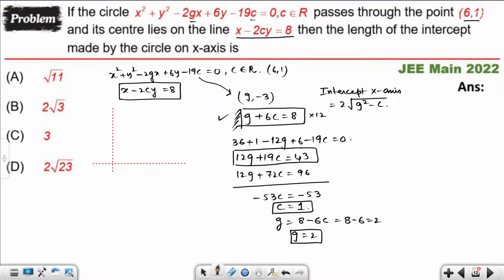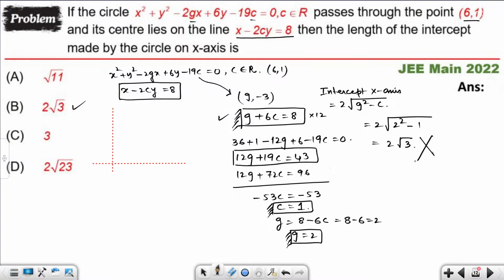Now see, maximum students will do this mistake. Maximum students. That is why this question has been selected in JEE Mains. What will the student do in a hurry? He will see that first I got C and I got my G. Therefore, the intercepted length will be 2 root over G square minus C. So that will give us 2 root 3. And they will mark this.